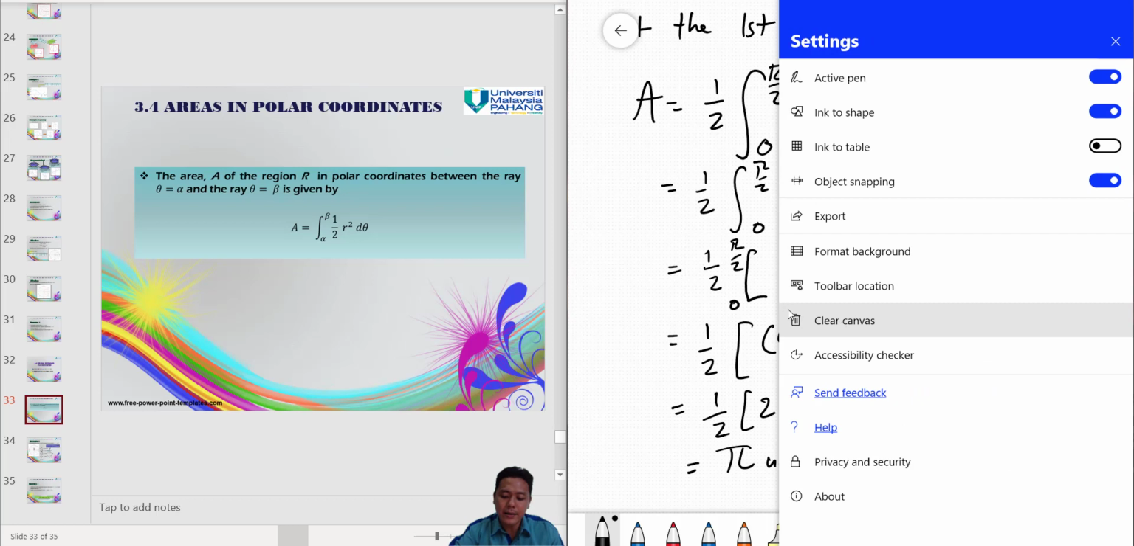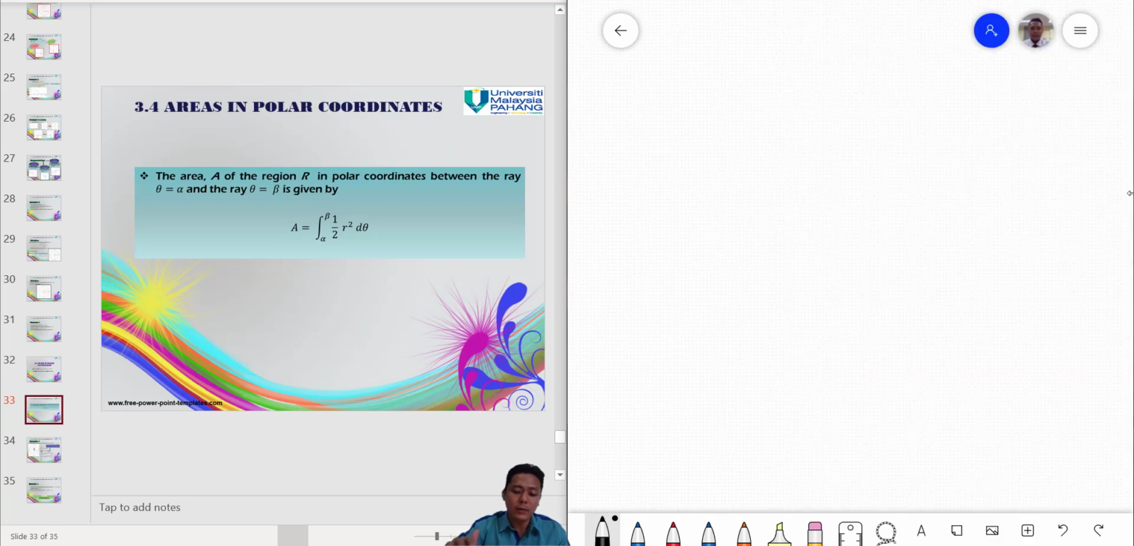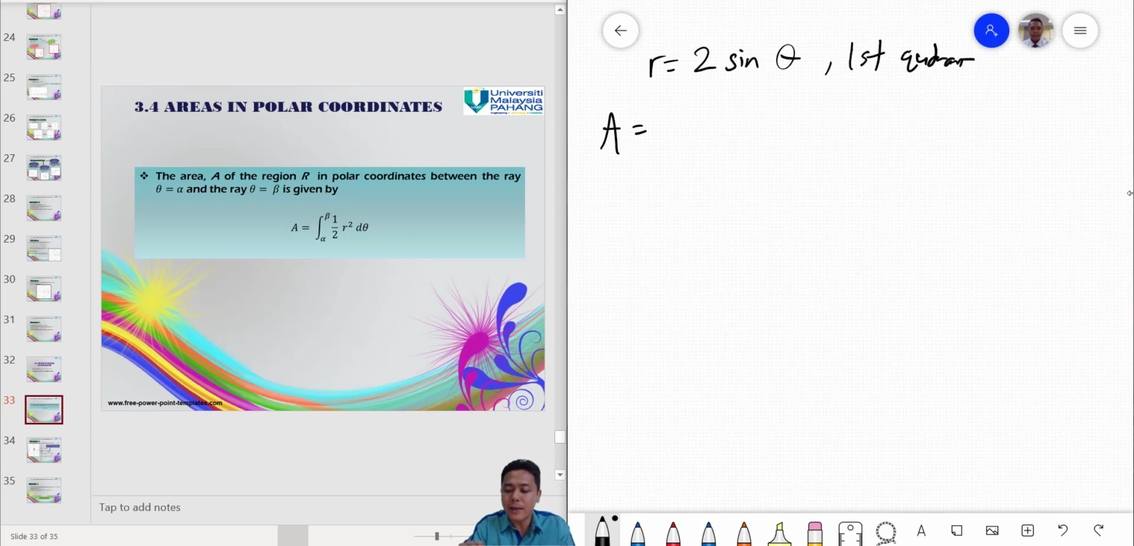Okay, let's try to do another one, which is r equals 2 sin theta. Still a circle, but the center is not the origin. So for 2 sin theta, put this into the formula again. I didn't write the full question for the first quadrant. Again, I will make it consistent so that you can compare. For the first quadrant, half integrate for the first quadrant from 0 until pi over 2. This time 2 sin theta squared d theta.